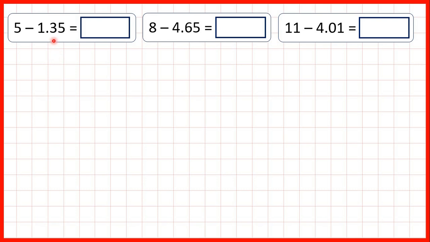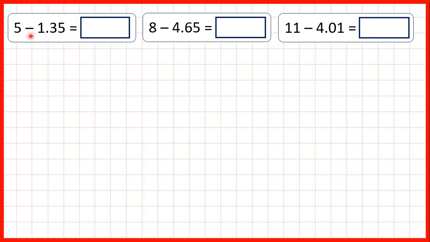Now for these questions, we're subtracting a decimal from a whole number. So first, we have 5 minus 1.35. Now we can use column subtraction for this, but we need to be really careful and think about the place values in our question. Remember, the digit before the decimal point is the ones digit, so we have 1, 1, and the digits after the decimal point are the tenths and hundredths digit.